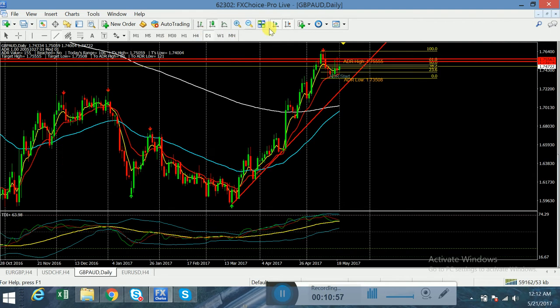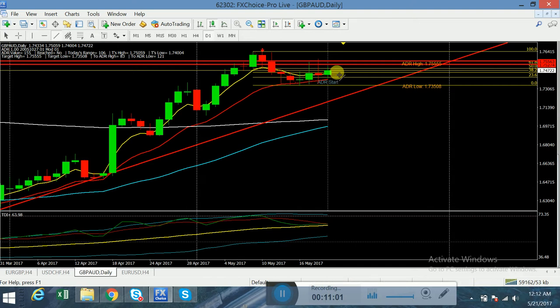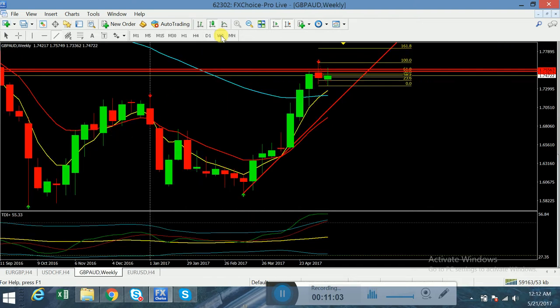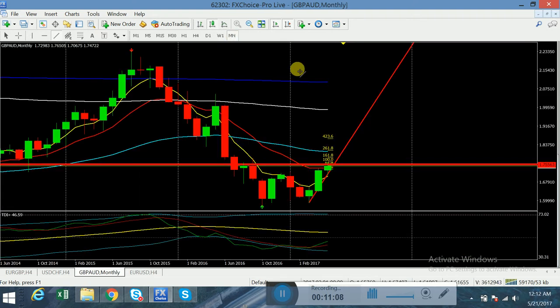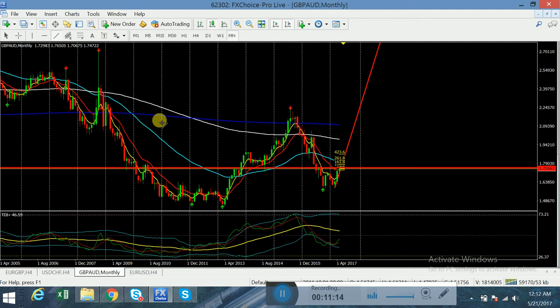Let's look at the daily chart. We'll see how the daily chart confirms that. Let's look at the weekly chart. Weekly chart can confirm that. Let's look at the monthly chart. The monthly chart also confirms. The monthly chart overall is confirming a downtrend.